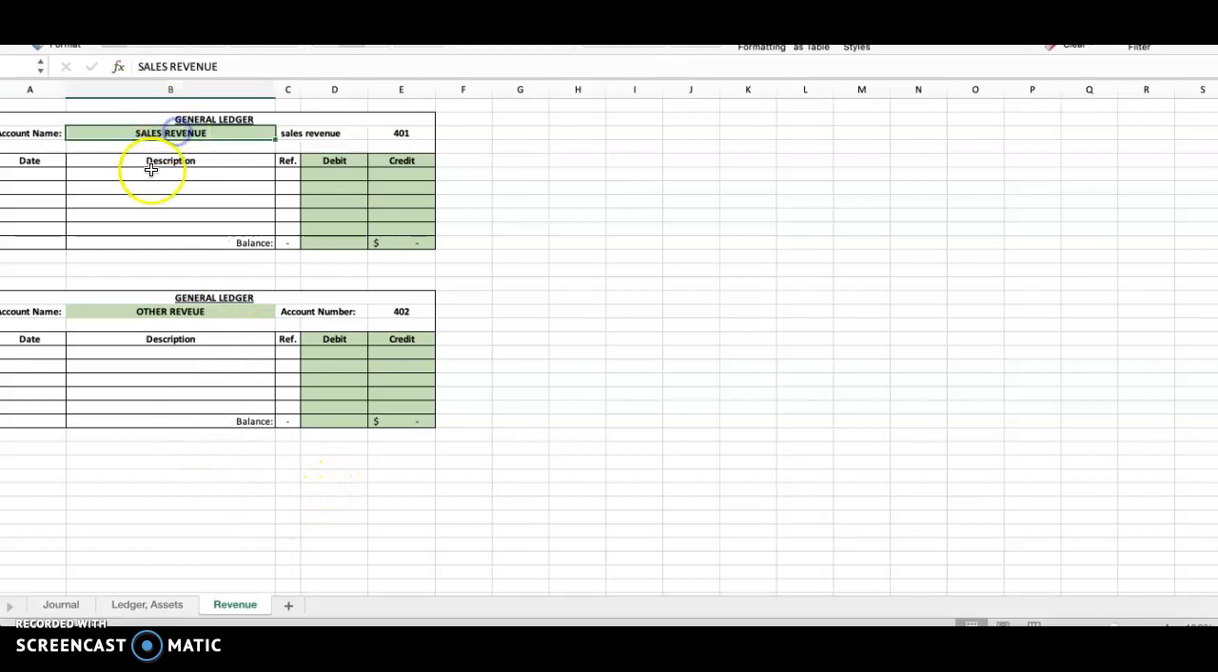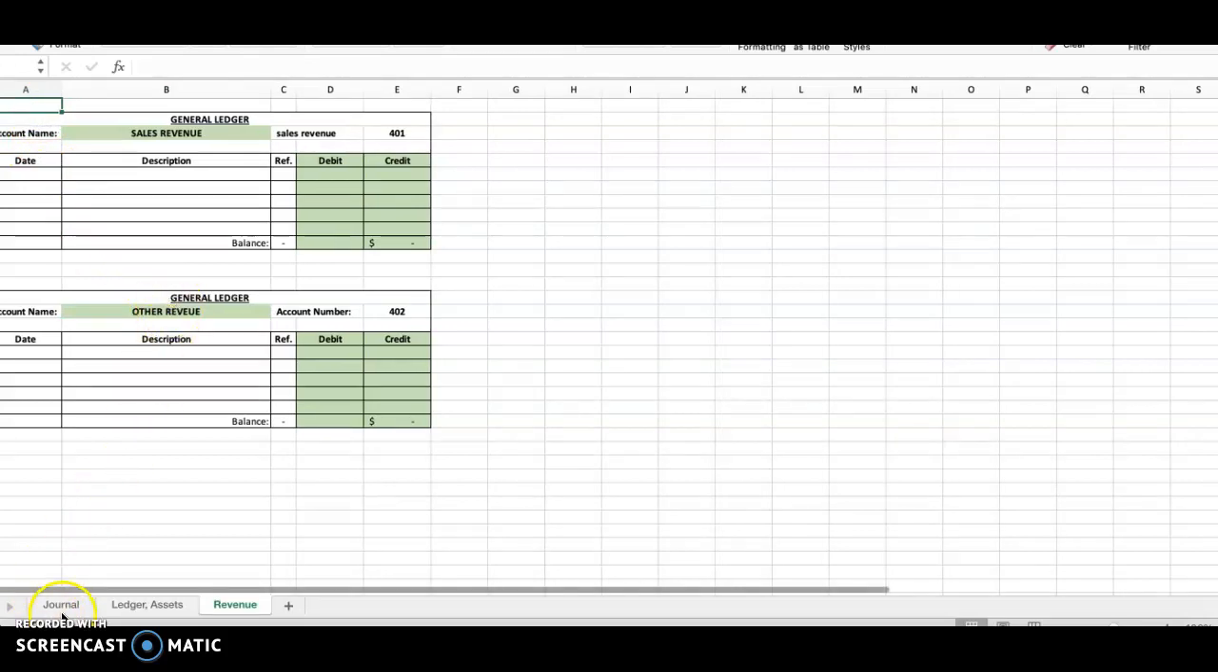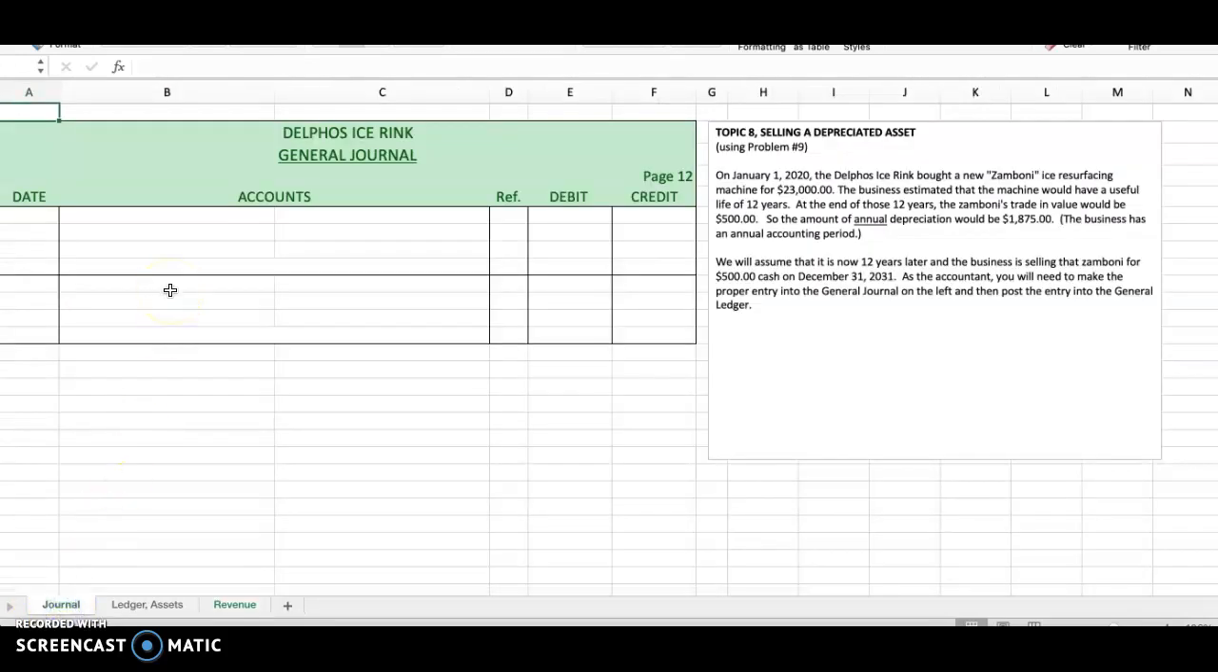There's an account that we've had many, many times, sales revenue, but there's a new account called other revenue. I didn't spell that correctly, but bear with me here. There is an account called other revenue, and we'll explain that in just a moment. So let's go back to our general journal and take a look at the entry we need to make.